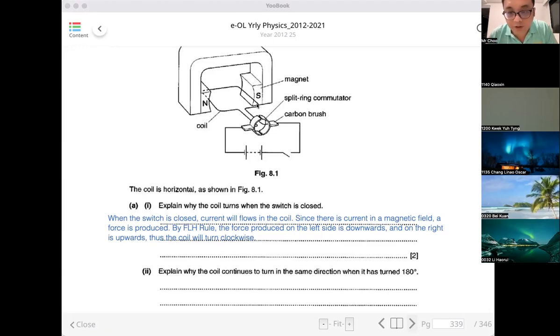Okay, because when you say 180 degrees, it's not correct. I know that this split ring commutator will actually change the direction of your current every 180 degrees. That is not wrong, but you need to be a bit clearer at which point it will change direction. So let's say in this picture, this is the starting point. So at which point will it change direction?